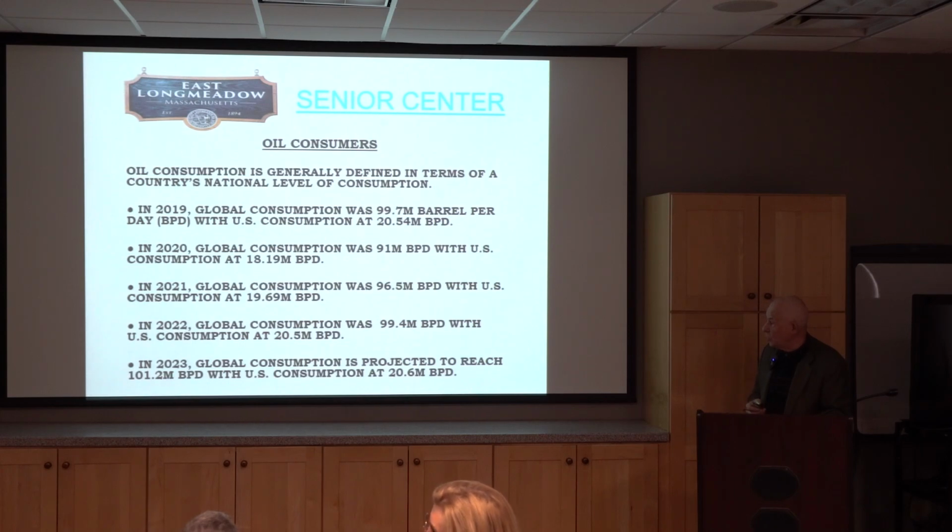And then finally, 2023, which we're in the process of going into, global consumption is projected to reach 101.2 million barrels per day, with U.S. consumption at 20.6 million barrels per day. Note that this consumption is rising above the pre-pandemic level.